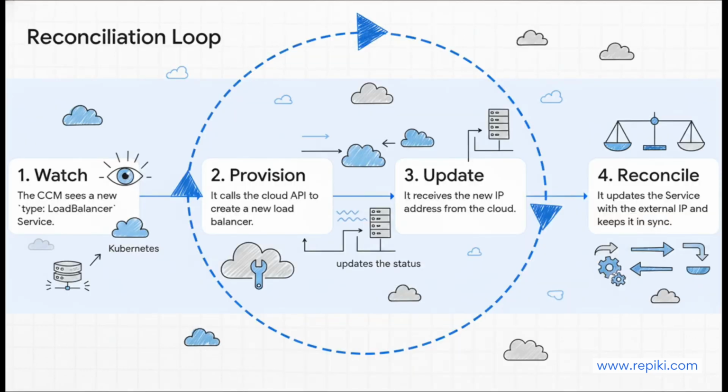And this translator is always working, running in what we call a reconciliation loop. It's constantly watching. The second it sees you've created a service of type LoadBalancer, it jumps into action. It calls the cloud provider's API to provision an actual physical load balancer. The cloud then reports back with an external IP address, and the CCM updates your Kubernetes service with that IP. And it never stops watching, making sure the real world and the Kubernetes world always stay in sync.